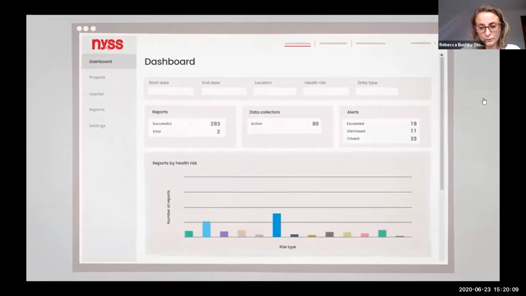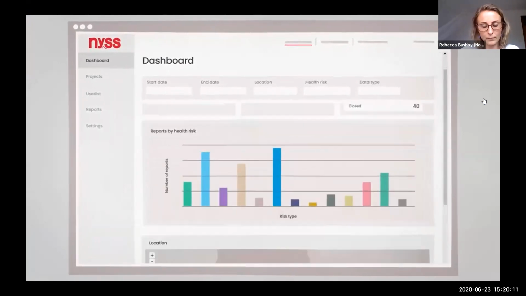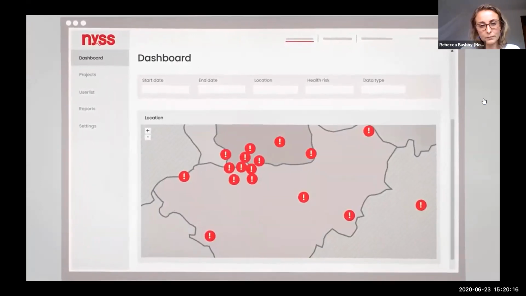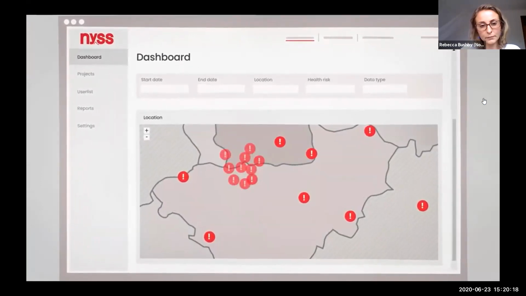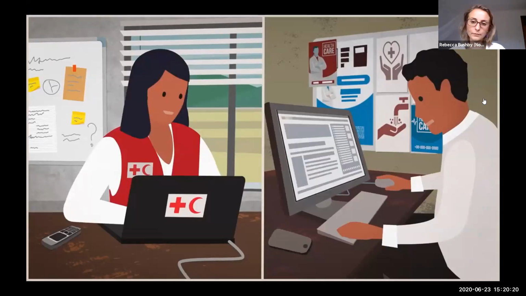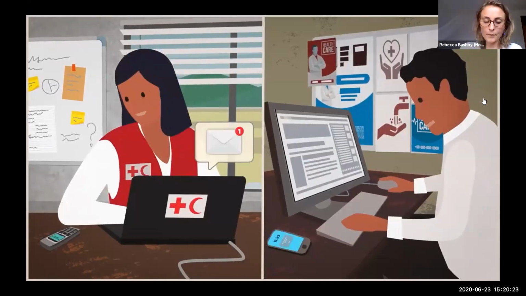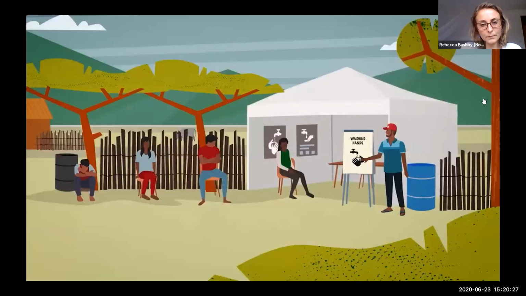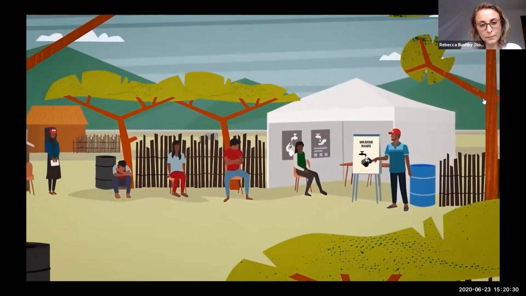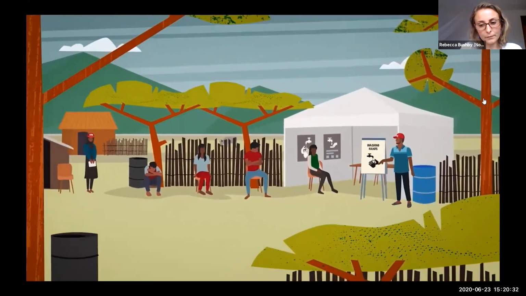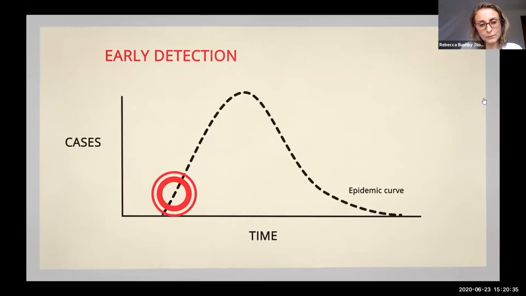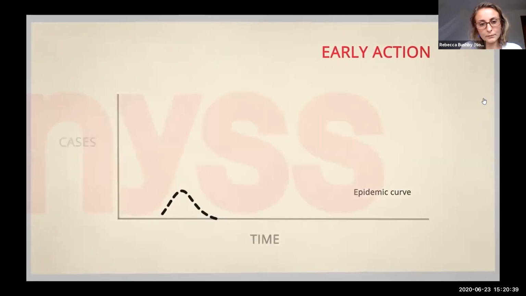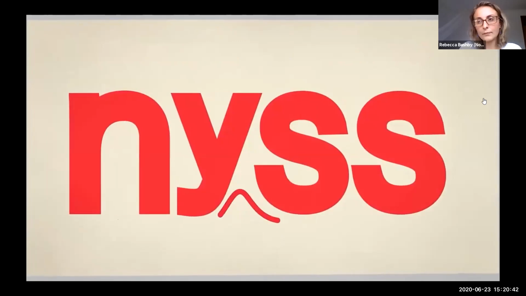NIS automatically analyzes all reports sent in by volunteers like me from my community and others nearby. If the reports show that a lot of people are getting sick in the same place, NIS alerts the local Red Cross Red Crescent and health authorities in real time. That way, they can respond much earlier and we can continue to take care of those in our community that need help. Early detection leads to early action, which stops outbreaks and ultimately saves lives.